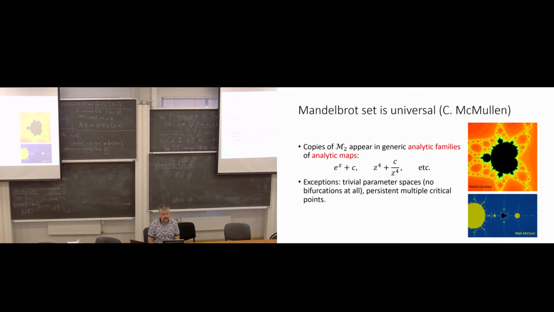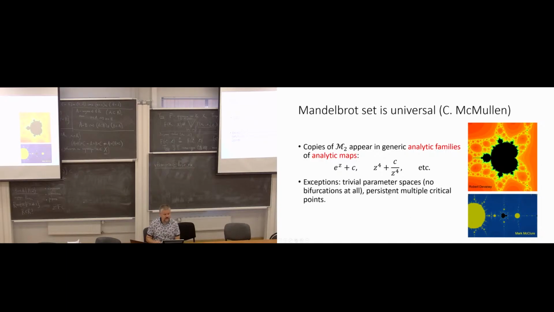z to the fourth plus c over z to the fourth is also a parameter plane of rational functions. You will also see many copies of the Mandelbrot set there. The top figure is about this family of rational functions, and the bottom figure is about the exponential family. Or maybe not. I'm not sure about the bottom figure, but the top figure is about this rational function. For exponential, it should look, well, I'm not sure. Anyway.